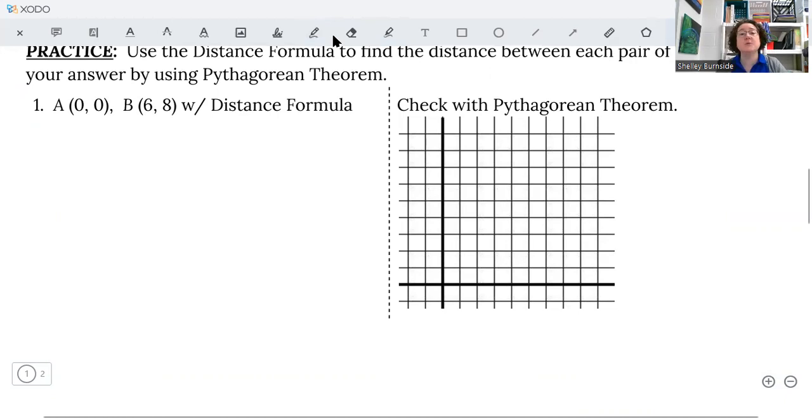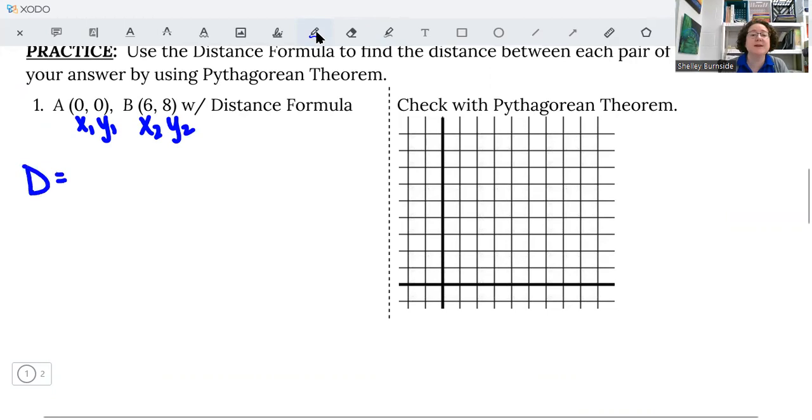We need to find the distance between points A and B. So here we go. I'm going to call A, our 0, 0 point, x1 and y1. I'm going to call 6, 8, x2 and y2. And let's plug it in.